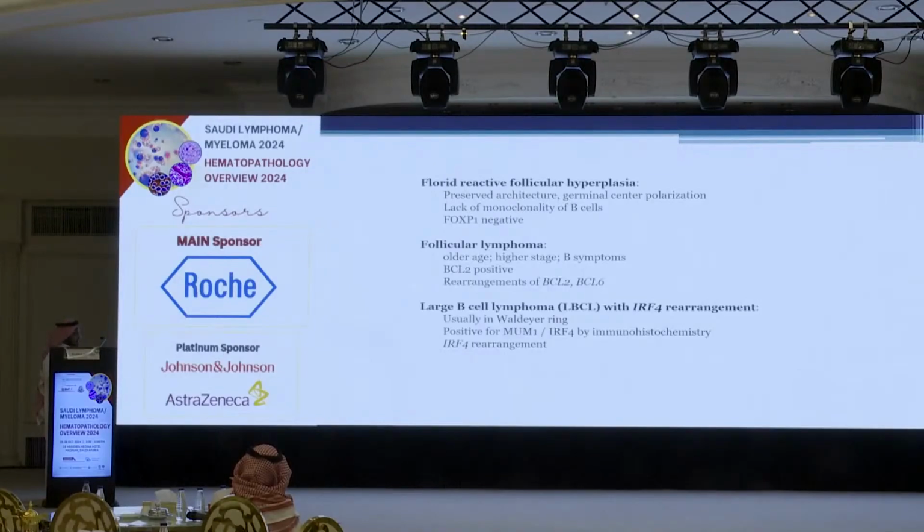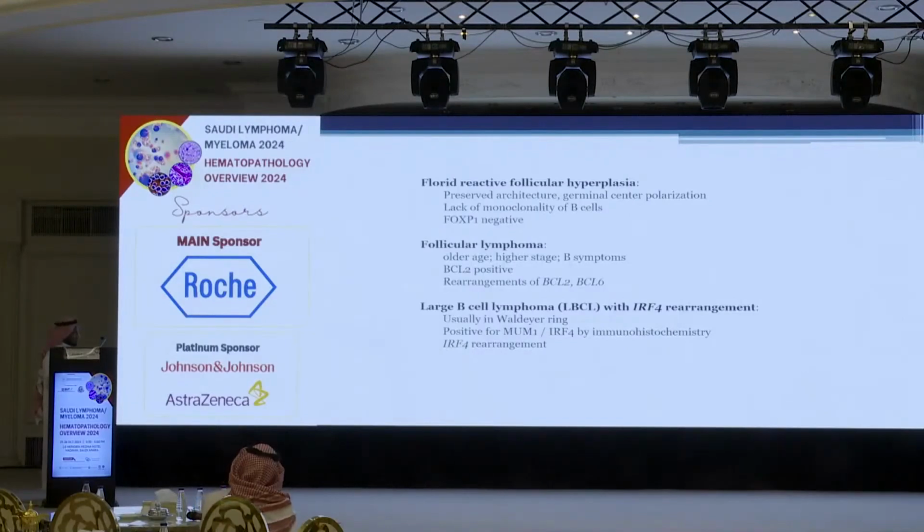The most important differential diagnosis for pediatric type follicular lymphoma is the florid reactive follicular hyperplasia. The most important differentiation relies first on the preservation of the architecture. You will find the preserved sinuses, preserved mantle zone, and the germinal center will show nice polarization. If you did molecular studies, you will see that the reactive follicular hyperplasia is polyclonal. However, the pediatric type follicular lymphoma is a monoclonal disease. The FOXP1, if you have it, is very helpful in this differential diagnosis.